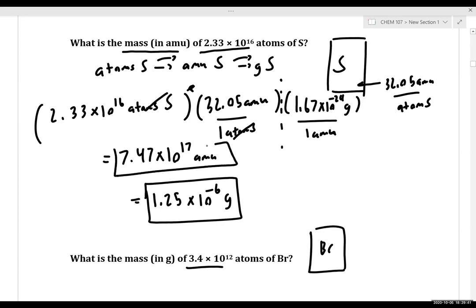Okay, gotcha. Yeah. So I'm showing how, depending on how far you take the calculation, you can either get the mass in AMUs or the mass in grams. But for this problem, the answer would be the 7.47 times 10. Yep, you just stop at the mass in AMUs because that's what the problem is asking.